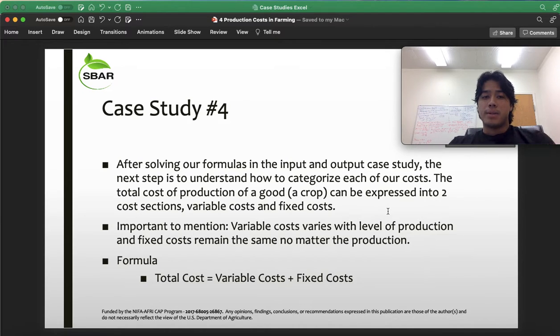So the total cost of production of a good, in this case a crop, can be expressed in two cost sections. We have the variable and the fixed cost. It is important to mention that the variable cost varies with the level of production. On the other hand, the fixed costs remain the same no matter if you produce more or you produce less. The formula for the total cost would be total cost equals variable costs plus the fixed costs.